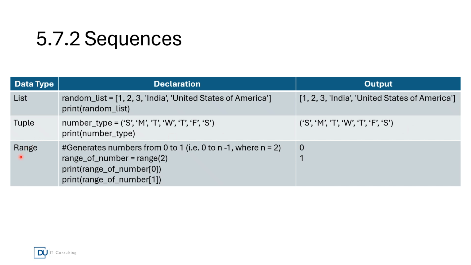Then there is a data type called range, which generates 0 to n minus 1. So if I call range of 2, it generates 0 and 1, because in this case 2 is n, and n minus 1 is 1. You can print the contents of the range by using the index 0 and 1 and so forth. Since we only have two numbers, we can only use 0 and 1. When we print that, we get the actual values, which are 0 and 1.